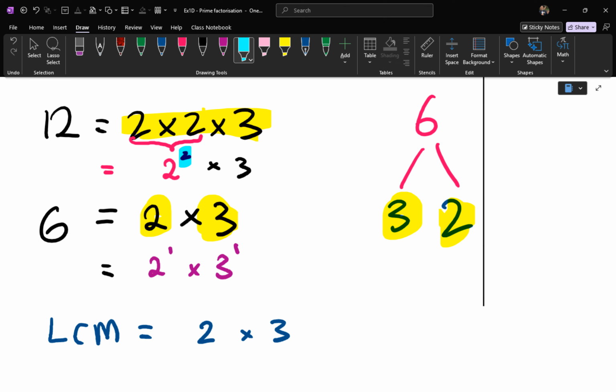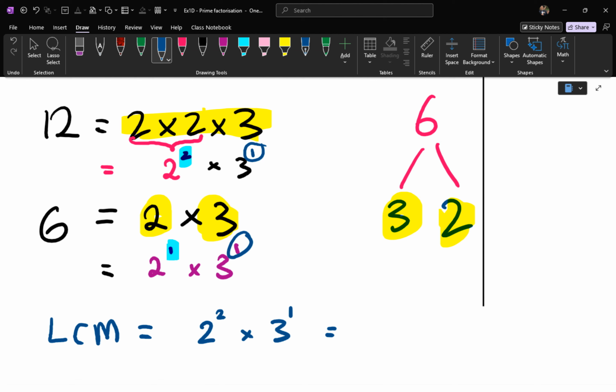Just in case you're not sure. Highest power, this is power 2. Power 1, which one's bigger? 2. So hence, if you wrote 2 squared, that's the highest power of the prime. And 3, well, both of them have a 1. They both have a power of 1. So 2 to the power of 2 times 3 to the power of 1 will give you LCM.